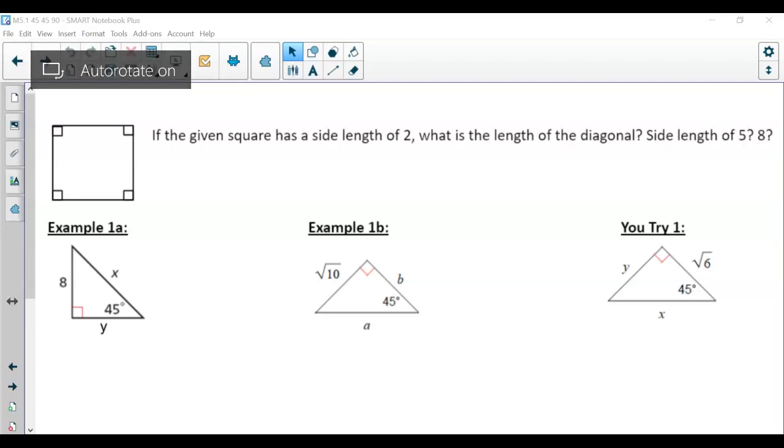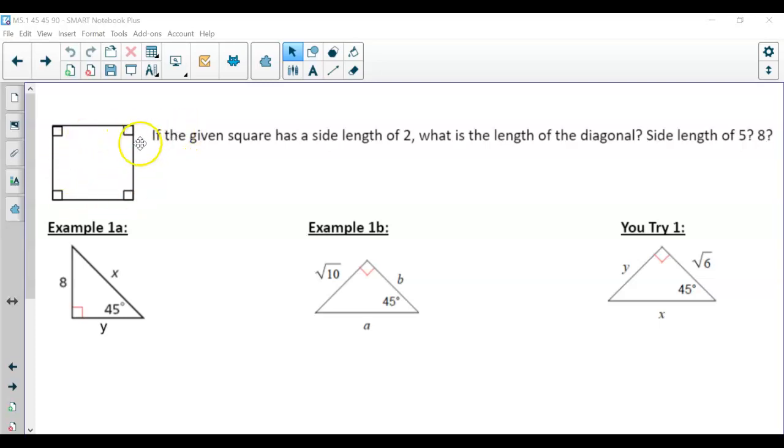In this lesson, we are going over and starting the special right triangles, before we get into our trig ratios. So in this lesson, we're focusing on the 45, 45, 90 right triangle. And so before we do that, we'll do this review up here. So I would say go ahead and pause the video and answer this first part.